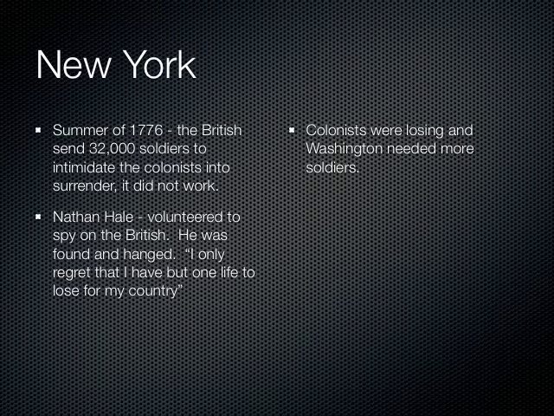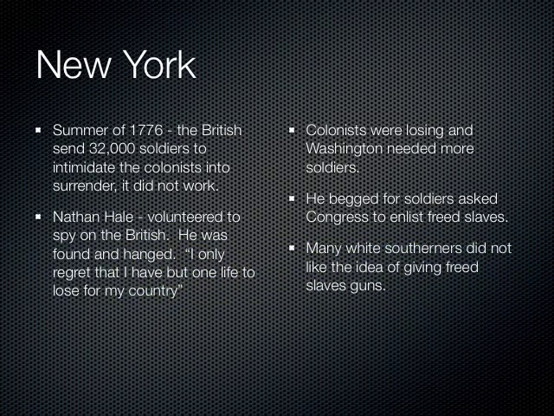So colonists were losing and Washington needed more soldiers. And this, like I said before, was very difficult. So he begged for soldiers and asked Congress to enlist freed slaves. Many white Southerners did not like this idea of giving freed slaves guns. And in 1778, Rhode Island had an all-African American regiment.